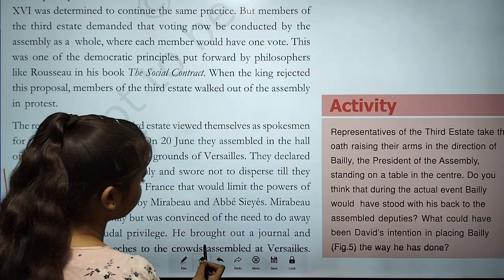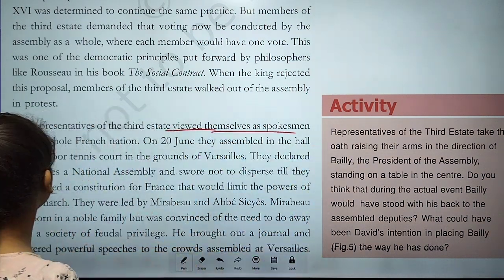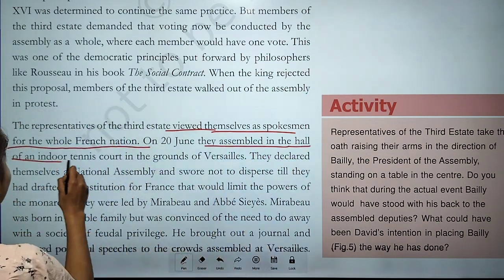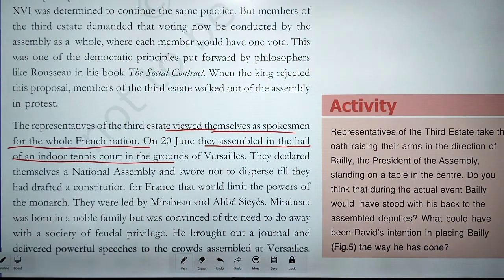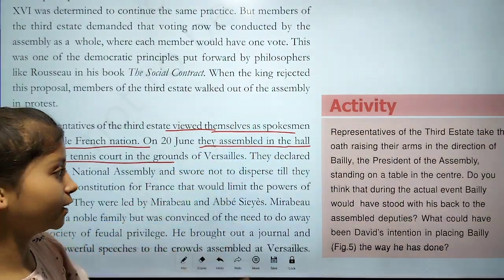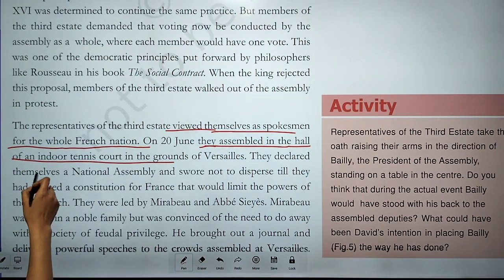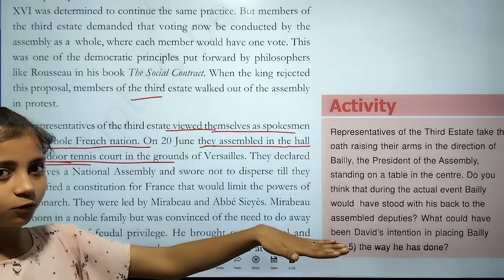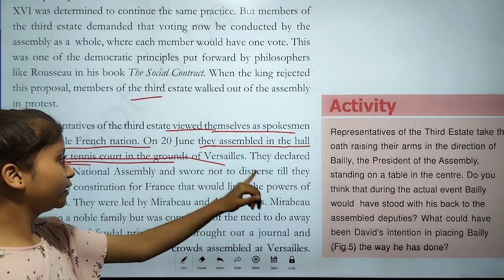The representatives of the third estate viewed themselves as spokesmen for the whole French nation. So on 20 June, they assembled in the hall of an indoor tennis court. Which estate assembled? The third estate. They boycotted the Estates General, and again on 20 June they assembled in the hall of an indoor tennis court in the grounds of Versailles.